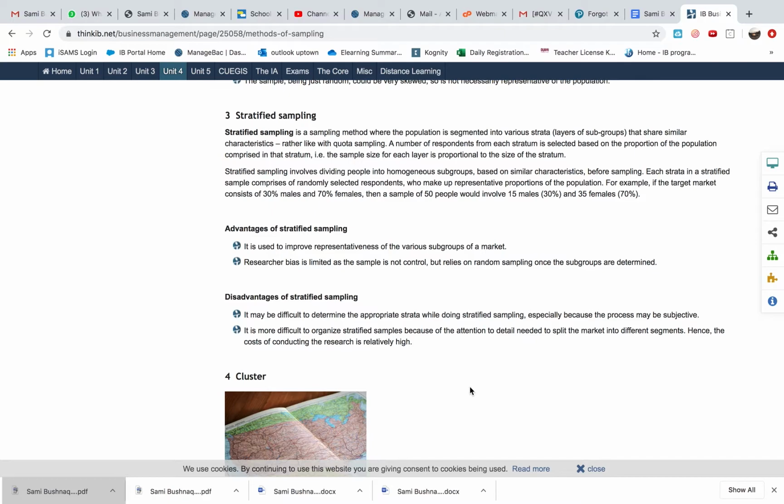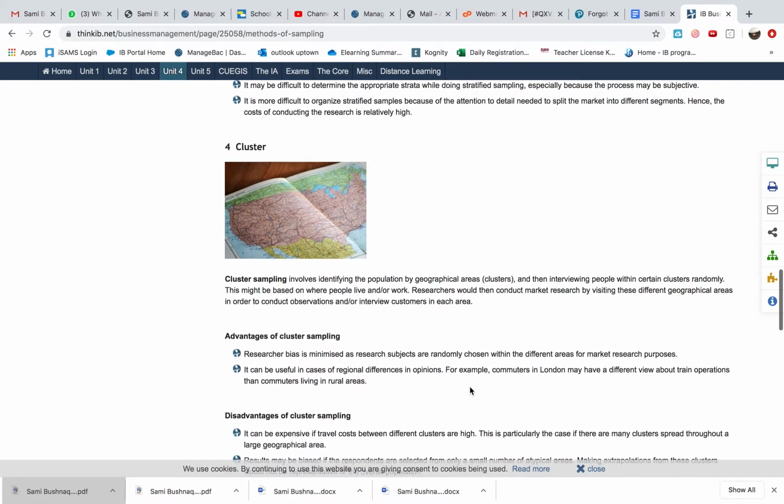Like how do you know which percentage, what's a good balance, especially because the process may be very subjective. There's no science behind it. It's just what the researcher thinks is right. It's more difficult to organize stratified samples because of the attention to detail you need to split it. So it's not that easy as it sounds. Hence, the cost of conducting this research can be relatively high.